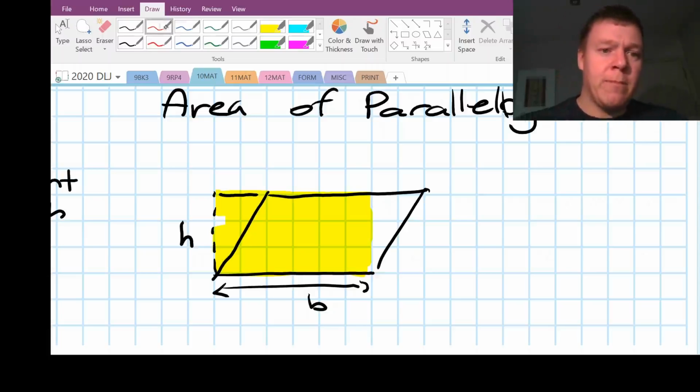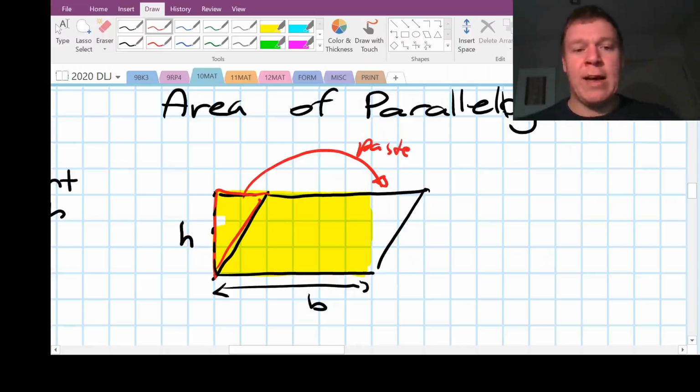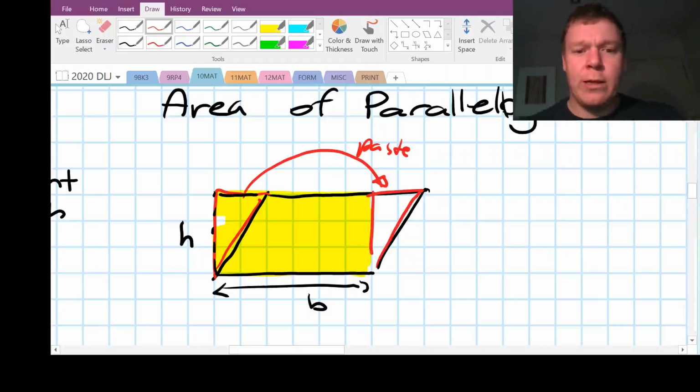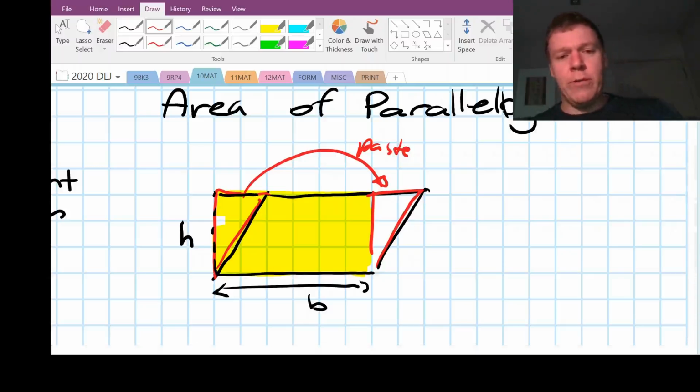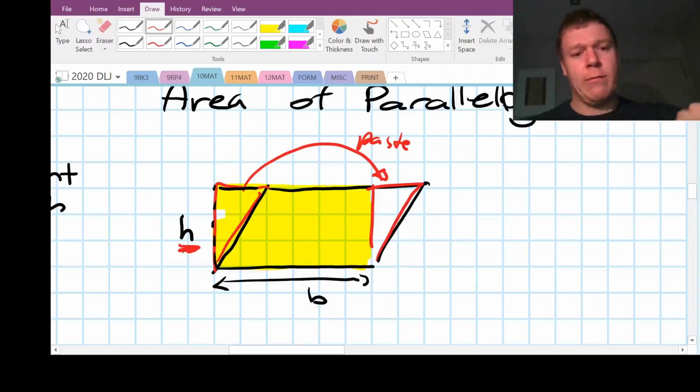And then you've just got to think that this has been cut off and pasted over there. If you cut and paste the area in different places, it hasn't changed the area, you've just moved it around. So it slots in there and completes the other side of the parallelogram. Parallelograms are basically just rectangles that have been pushed over. But you have to use the vertical height. This height is wrong.